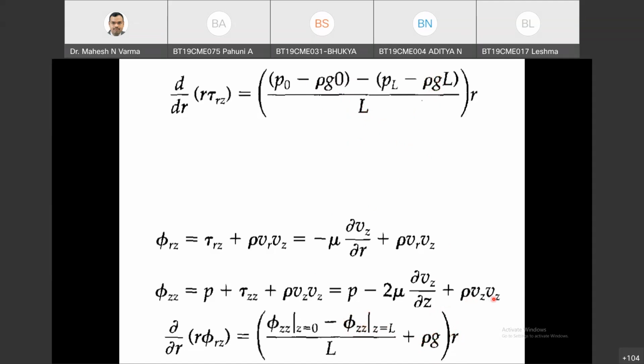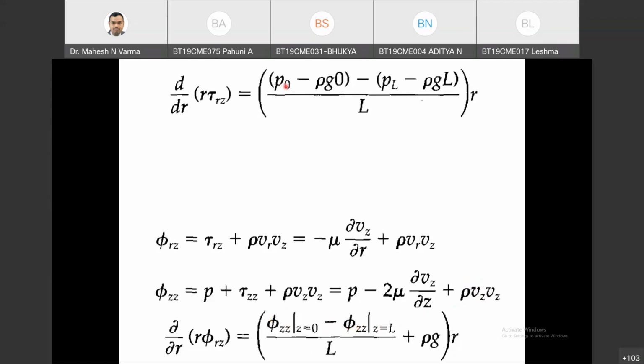This rho g is adjusted here with this term. Here rho Vz will get cancelled. Why will rho Vz get cancelled? Why is this term not coming here? Because it is on both sides, so it gets cancelled. Because at z equals 0, rho Vz will be equal to rho Vz at z equals L, so that will be equal to 0.